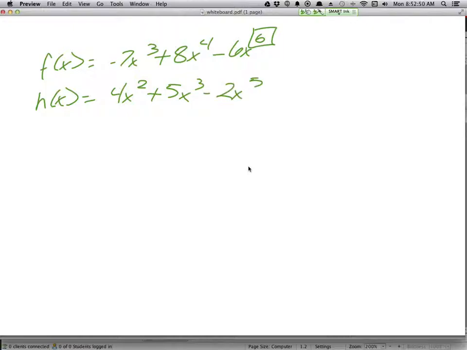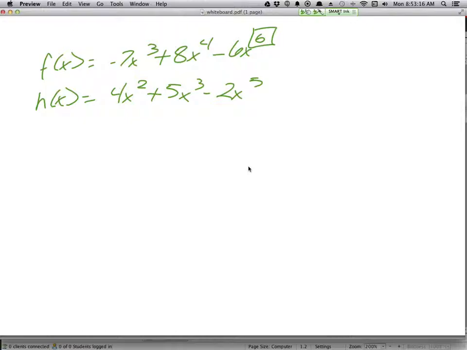Alright, h of x equals 4x squared plus 5x cubed minus 2x to the fifth. So Lindsay, what do you think about the end behavior on this one? They're going opposite directions. And which side's going up, right or left? Left. Left side is going up.